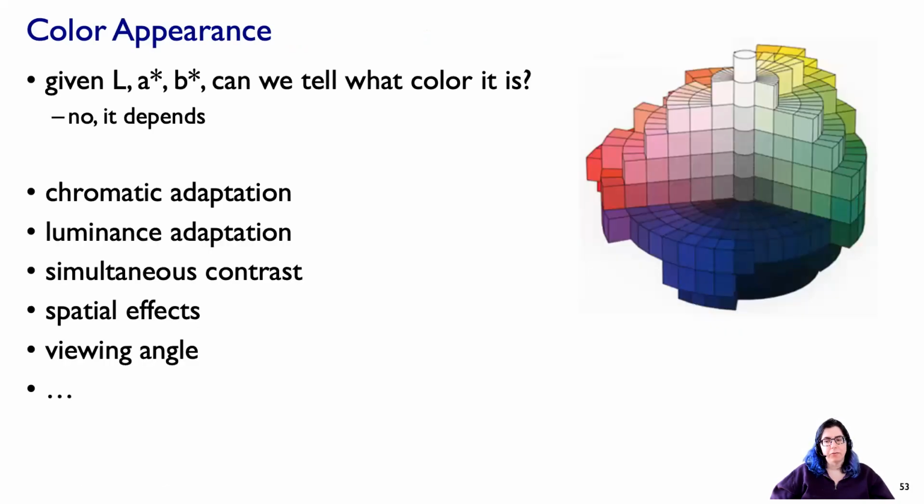So when it comes down to it, if I give you this precise value, maybe in the most heavily measured space we have, CIE Lab, if I just give you this number, what color is it? The answer is it depends. It depends on what other colors are near it. It depends on how bright the room is that we're looking at it in. It depends on all kinds of effects, like what angle we're viewing from. So there are a lot of phenomena that actually affect color appearance.